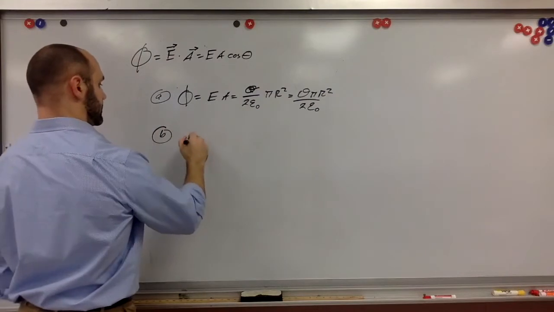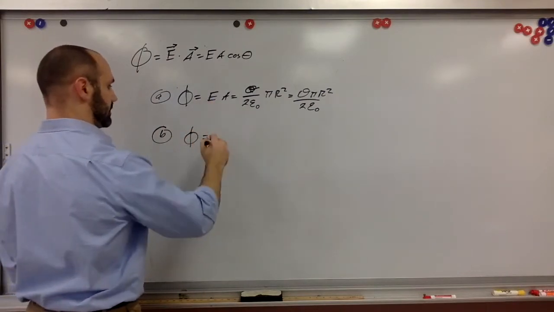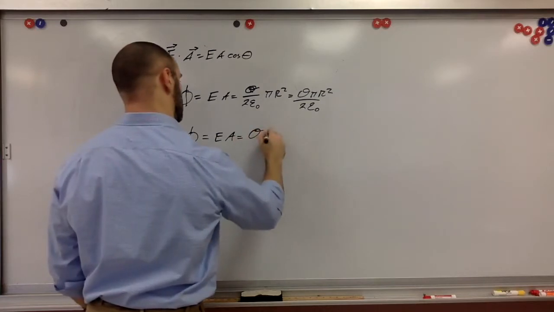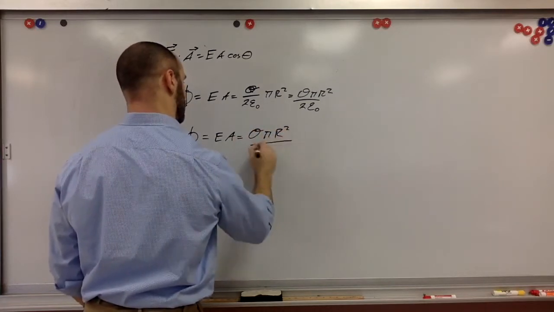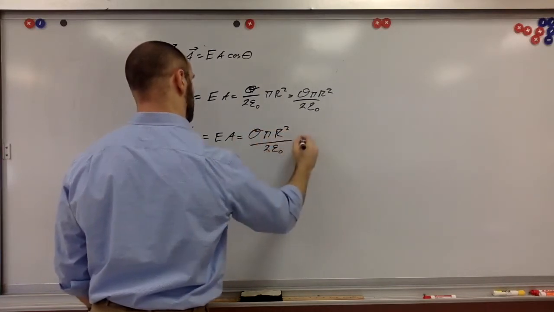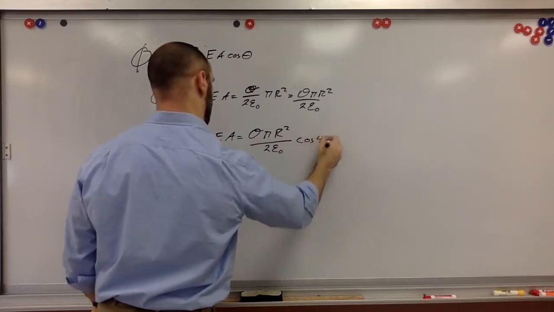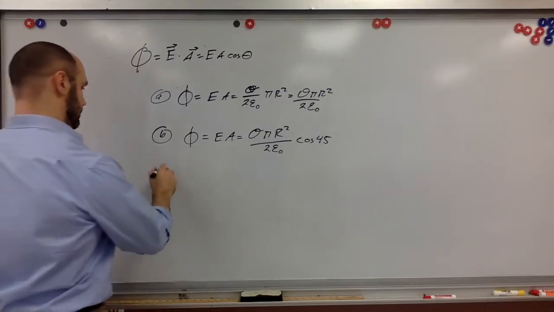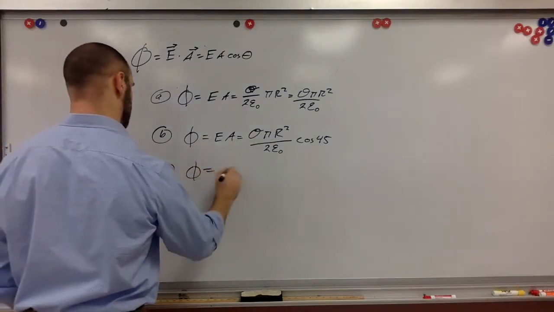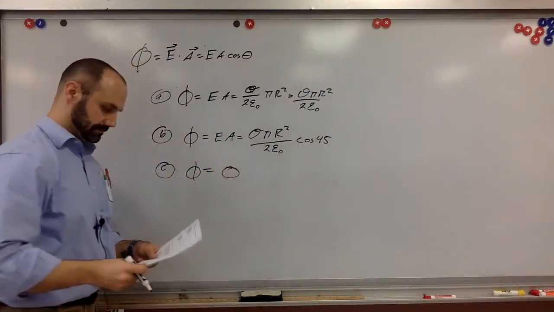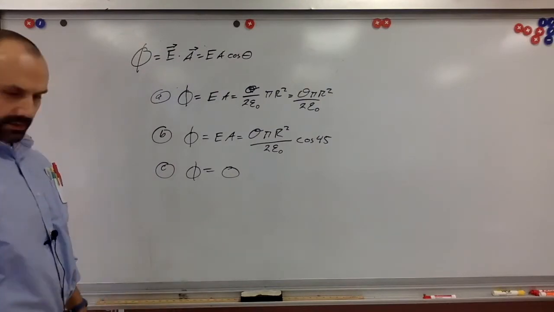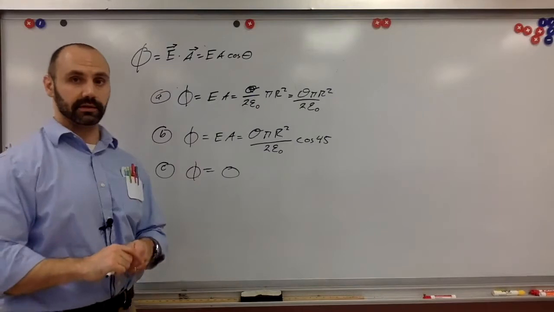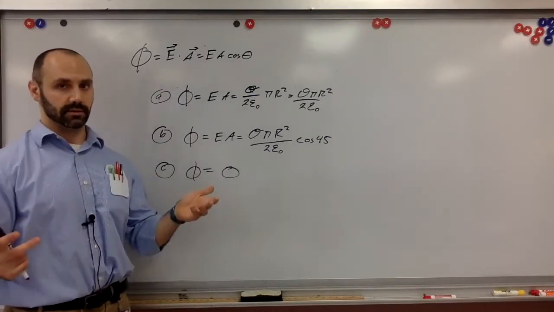For B, it's the same thing, except now it's at some angle. So sigma pi r squared over 2 epsilon naught cosine of 45. Okay. And then for C, the flux is 0 because the angle between them is 90 degrees and cosine of 90 is 0.